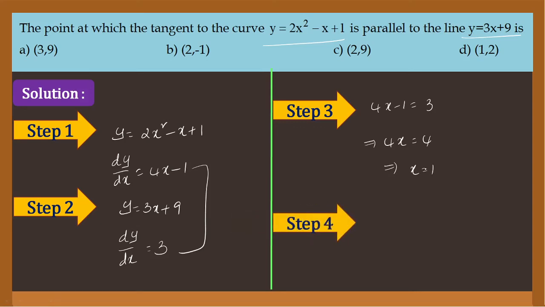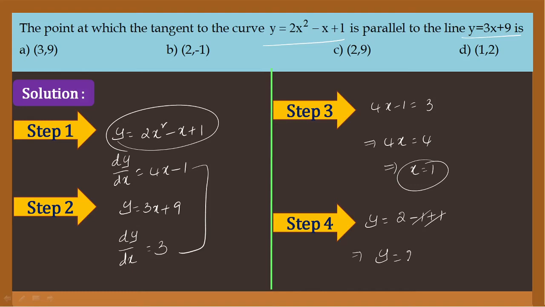Now substituting x equals 1 in the equation, we get y equals 2 into 1 square, which is 2, minus 1 plus 1. This implies y equals 2, since the minus 1 and plus 1 cancel. Therefore, the point is (1, 2). Therefore, the answer is option D.